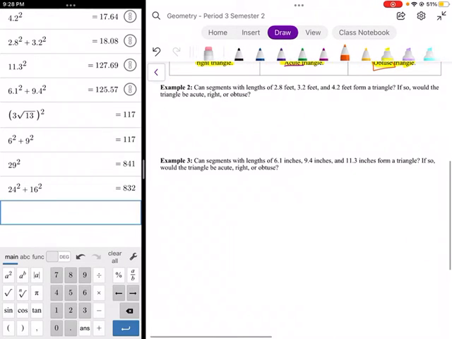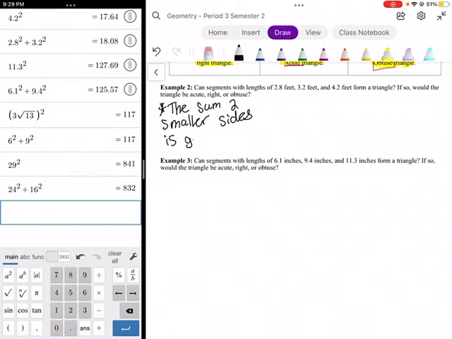So the first thing we're going to have to do is determine whether or not the three sides formed are a triangle. So example 2 says, can segments with lengths 2.8 feet, 3.2 feet, and 4.2 feet form a triangle? So to determine if three sides can form a triangle, we have to show that the sum of the two smaller sides is greater than the third side.